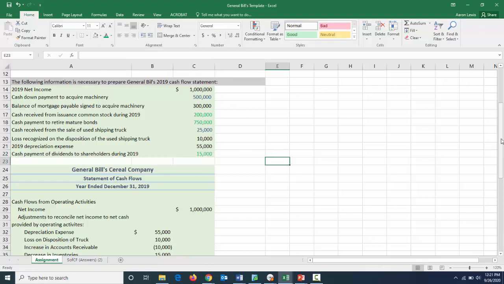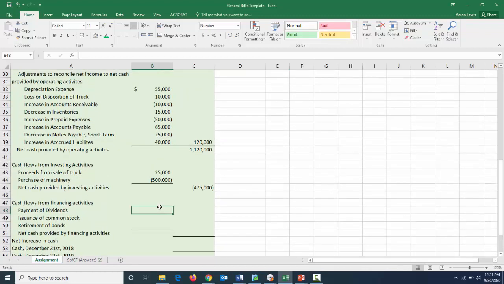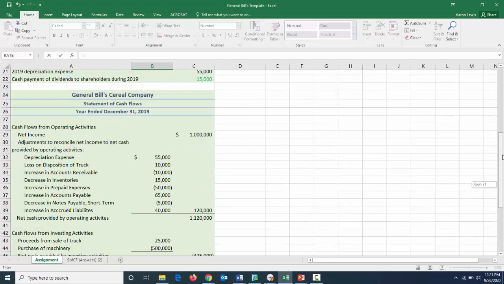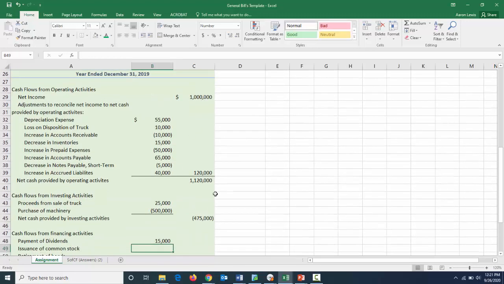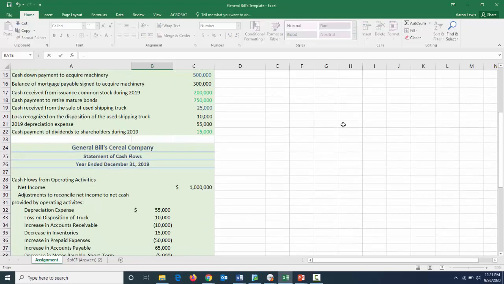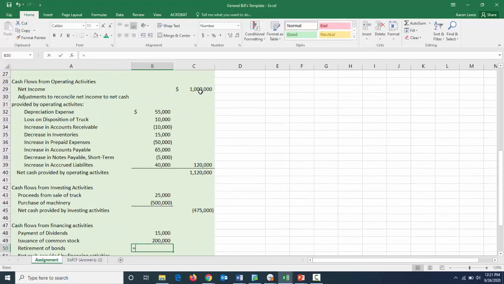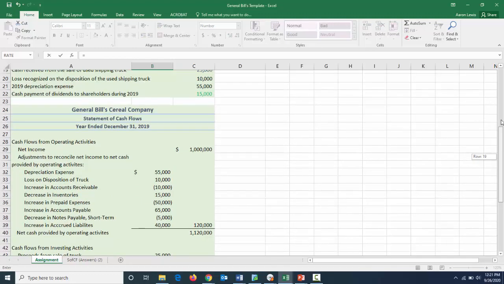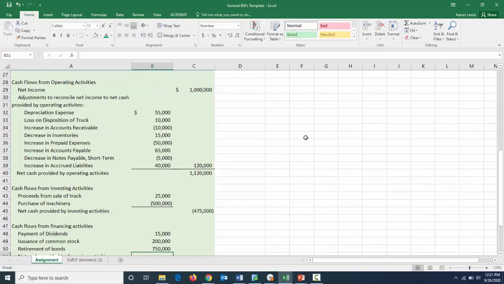So now we have our three items that are going to go into this section. Let's fill them in. First thing I have listed here is the payment of dividends. How much did we pay in dividends? We paid $15,000 in dividends. We have the issuance of common stock. So we got cash by issuing stock. How much was that for? That was for $200,000. And then we had the cash payment to retire our mature bonds of $750,000.